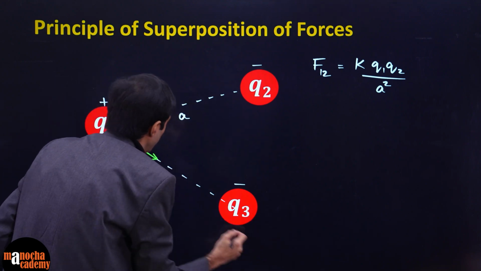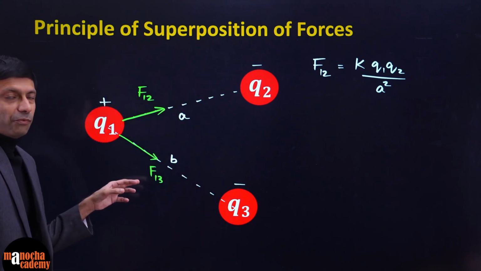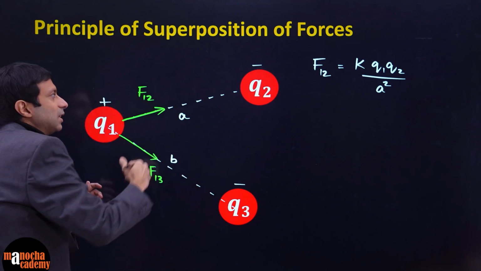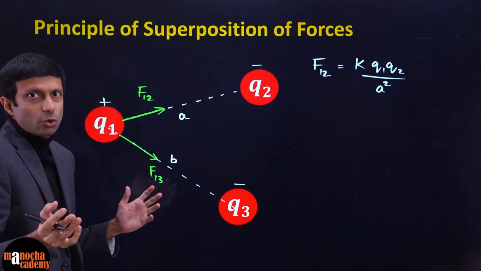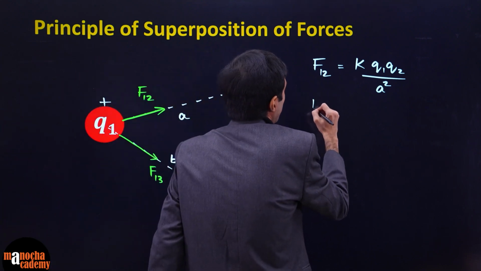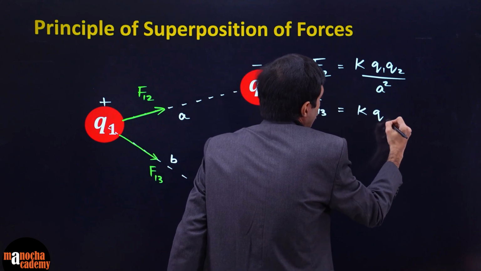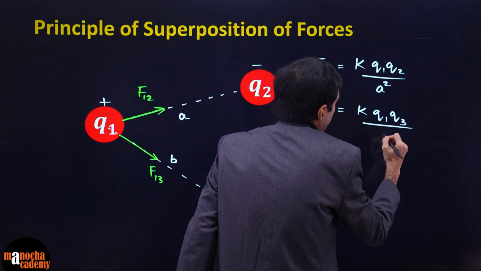And let's say the distance separating the two charges is B. So what will be the magnitude of F13? Again, this force is independent of Q2. That's what Coulomb's law tells us, right? It is independent of the other charges. So F13, we can calculate again using Coulomb's law formula, K Q1 Q3 divided by B squared.